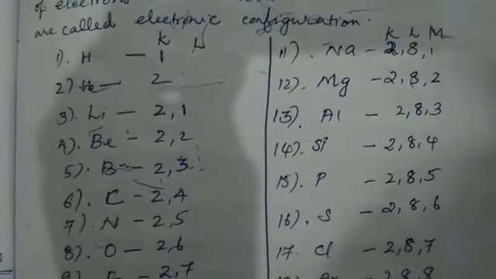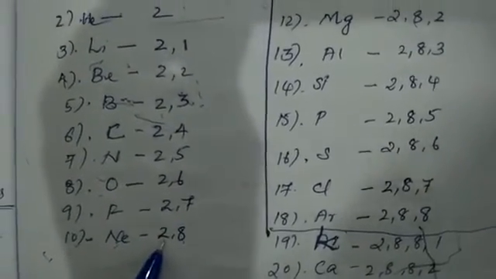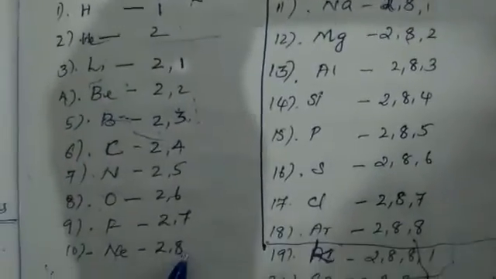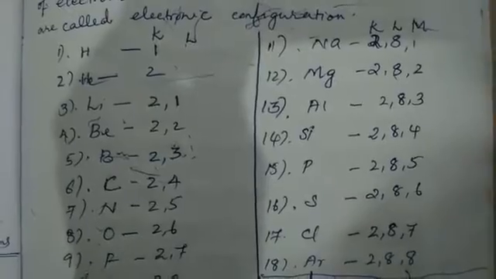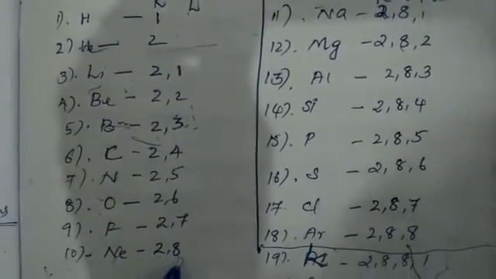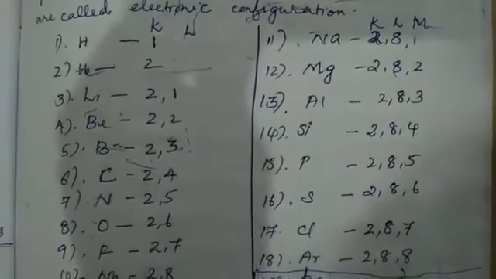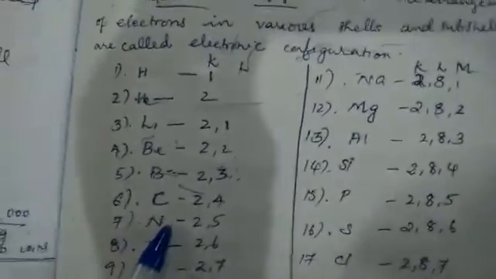Like that, neon has the 2, 8 electronic configuration. That means 2 electrons in the K shell and 8 electrons in the L shell. So both the shells are completely filled. So K shell can accommodate maximum 2, L shell can accommodate maximum 8. This is the way to write the first 10 elements. I will give you the electronic configuration in the notebooks.